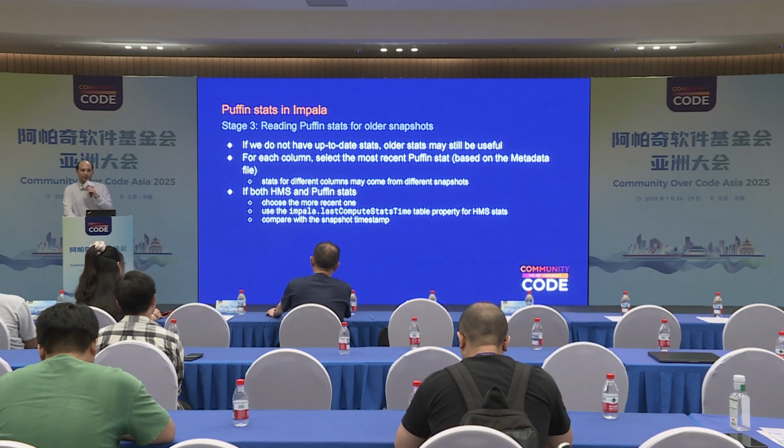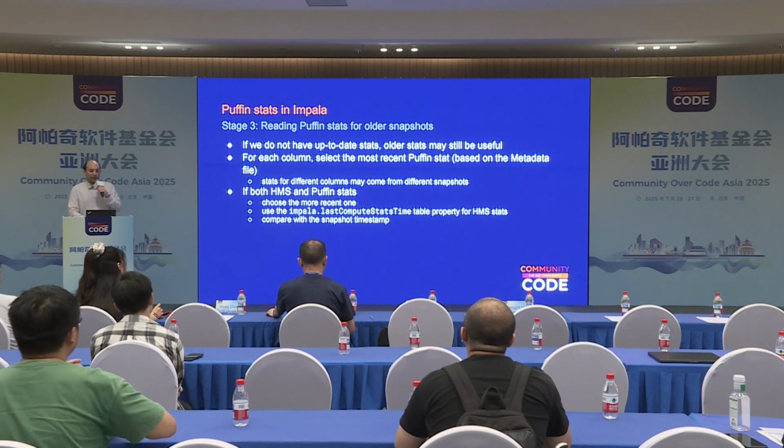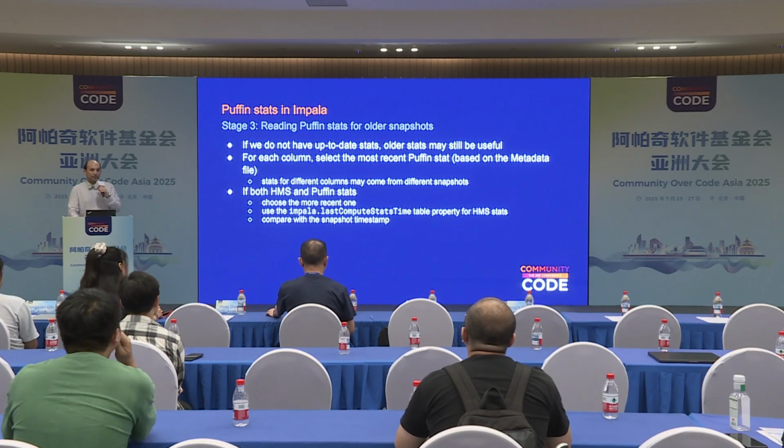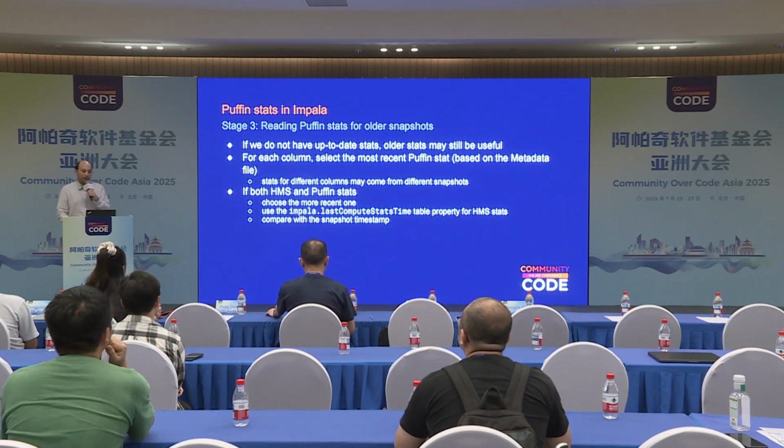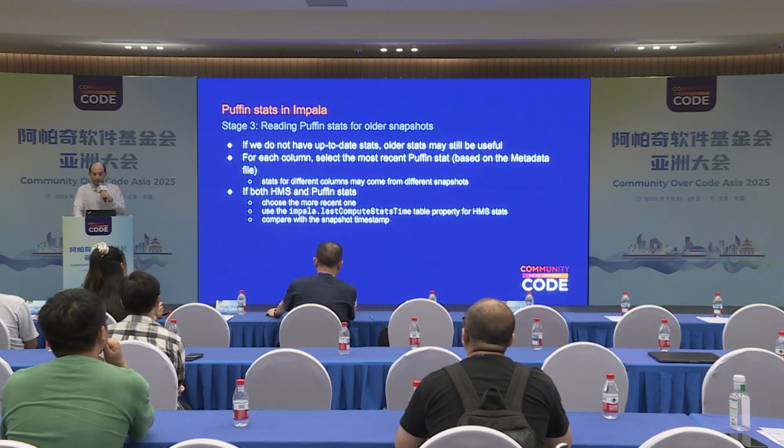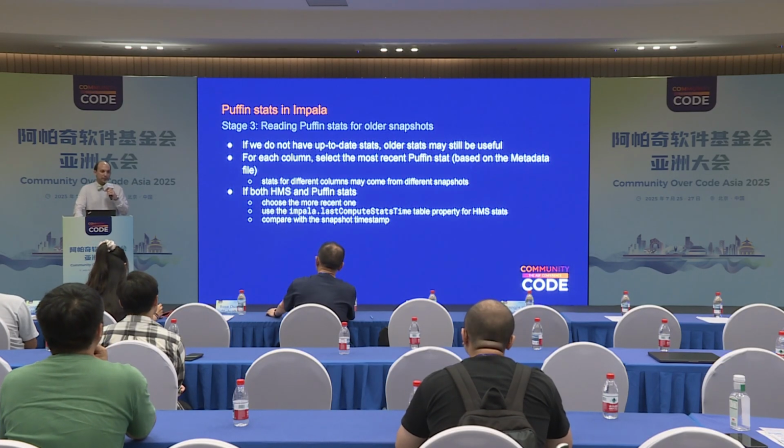One of the consequences is that we may end up with statistics from different snapshots for different columns, and for some use cases that may not be optimal. But on the other hand, for each column, we have the most recent stats that are available in the system. Again, we have the question, what happens if we have both Puffin stats and HMS stats? And here it is a bit more intricate. Of course, we'd like to choose the more recent ones. And for Puffin stats, we have the snapshot, which also has a timestamp, so we are good there.